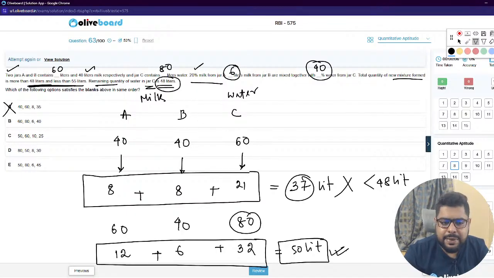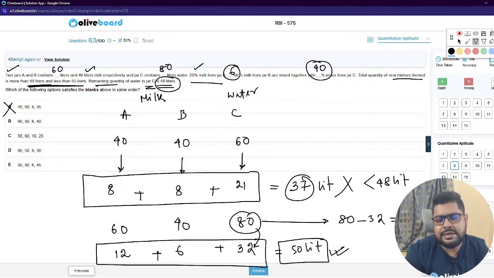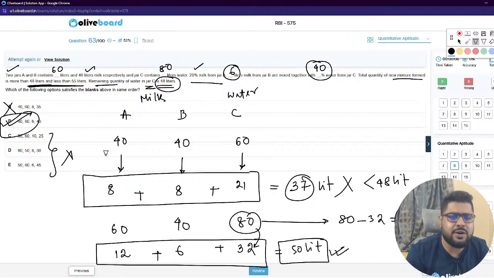So total 80 minus 32 I have taken. So remaining will be 80 minus 32. Yes, sir, that is 48. So this itself is satisfying all the conditions. That's my answer. I do not need to check all the others.